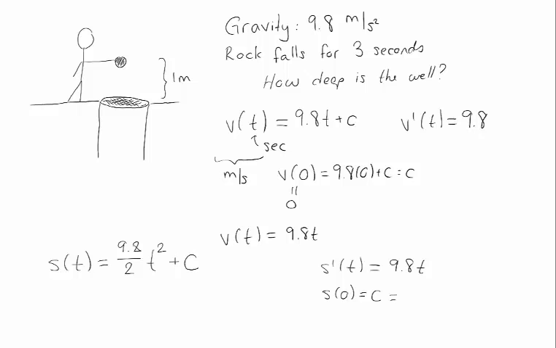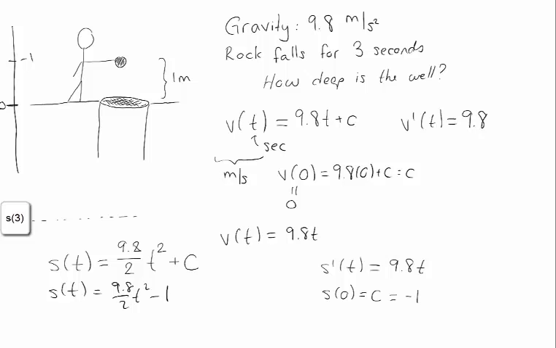But where does the ball start? Now I'm going to make a choice that the ball starts at position -1, and here's why. If I impose an axis here, I want the ground to be 0, and I want the bottom of my well, wherever it is, to be s of t, which is going to be a positive number. So that means that where the ball started was actually -1. So that gives us a position function of 9.8 over 2 t squared minus 1.